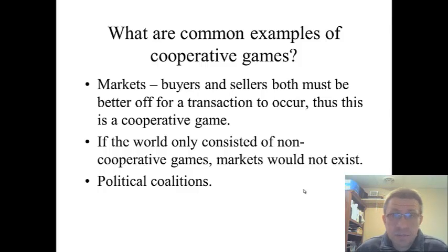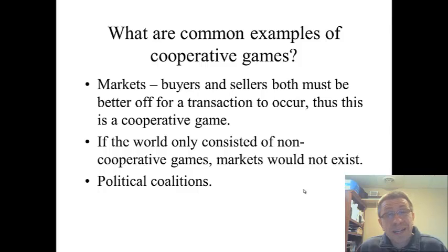Well, markets is the most obvious one, right? When you go to buy a donut from the grocery store, from the Dunkin' Donuts, and you pay them 80 cents or whatever a donut costs, you're only paying them because you think that donut is worth more than the 80 cents is to you. The only reason they're taking the 80 cents is that 80 cents is worth more to them than the donut is, right? You're both better off. Otherwise, the transaction wouldn't occur. That's a cooperative game.